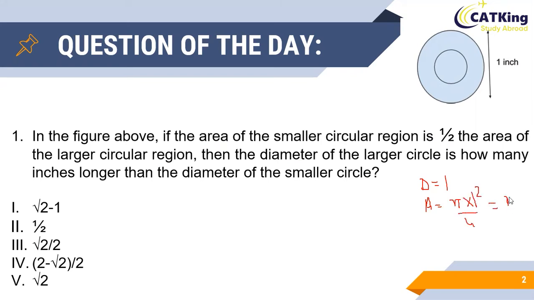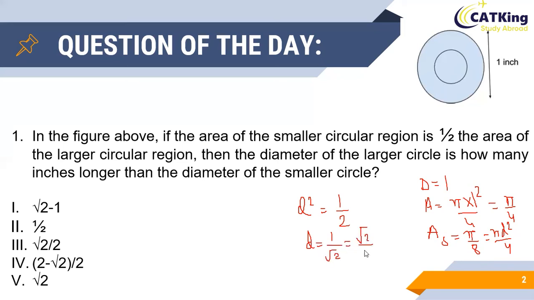Thus, we see that the area of the smaller circle, let us call it A subscript s, is equal to half times the area of the larger circle, that is half into pi by 4, that is pi by 8. Now, let us equate this with pi d squared by 4, where small d is the diameter of the smaller circle. Thus, we see that small d squared is equal to 1 by 2. Thus, small d is equal to 1 by root 2, or root 2 by 2.